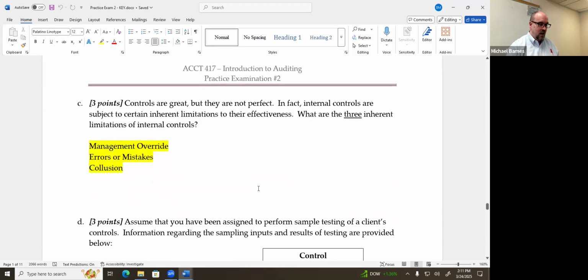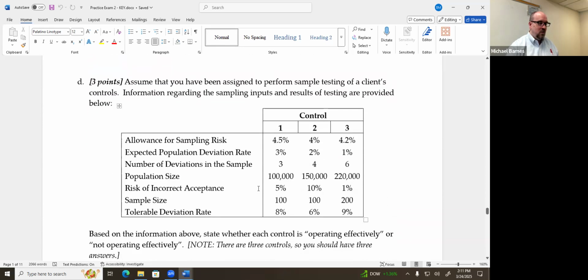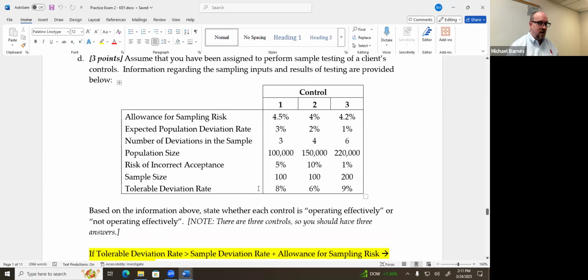All right. Oh, this is a fun one. Assuming you've been assigned to perform sample testing of a client's controls, here are the inputs provided. Based on the information above, state whether each control is operating effectively or not operating effectively. By the way, this is an actual exam that I used in the past. My students were not happy with this question. It was only 3 points out of 60, but they still were not happy with this question. This actually reflects on a homework assignment that we did in chapters 8 and 9, okay?